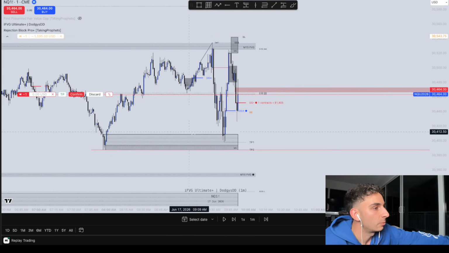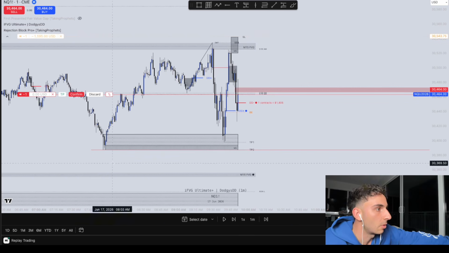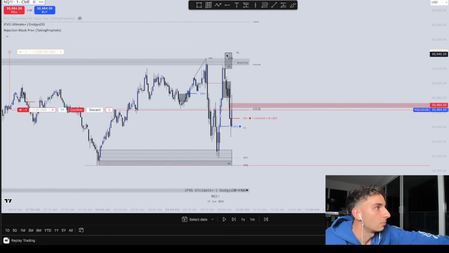If you're unfamiliar with rejection blocks, it literally marks it out for you. So I called this out as a rejection block. As you can see, the indicator marks it, taps the 50% of it perfectly, indicator alert right here. This was a great alert. And now we have rejection blocks in hindsight, this 5-minute.